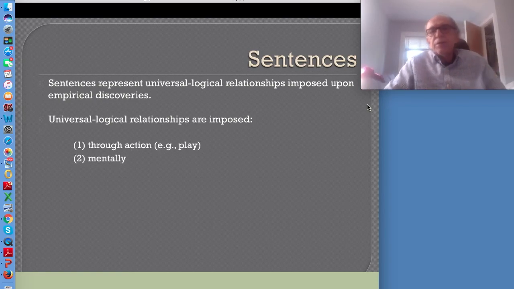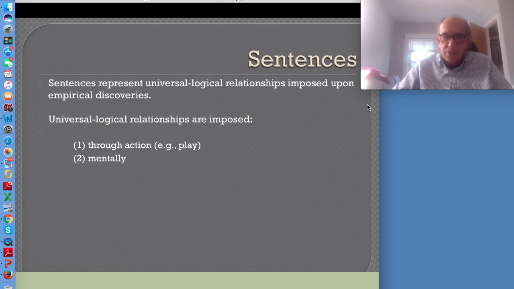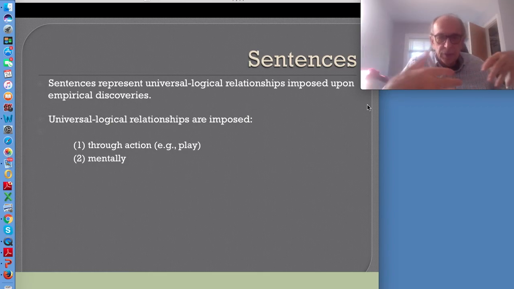And they can be imposed two ways, really probably multiple ways, but two that we'll be extremely interested in this course on language acquisition. Action through play. Look again at that video. Look at my kids playing, or any child playing. You see them in their dress-up routine, their animal dress-up routine, making relationships between sunglasses and one kind of animal, or an undershirt and a shark.